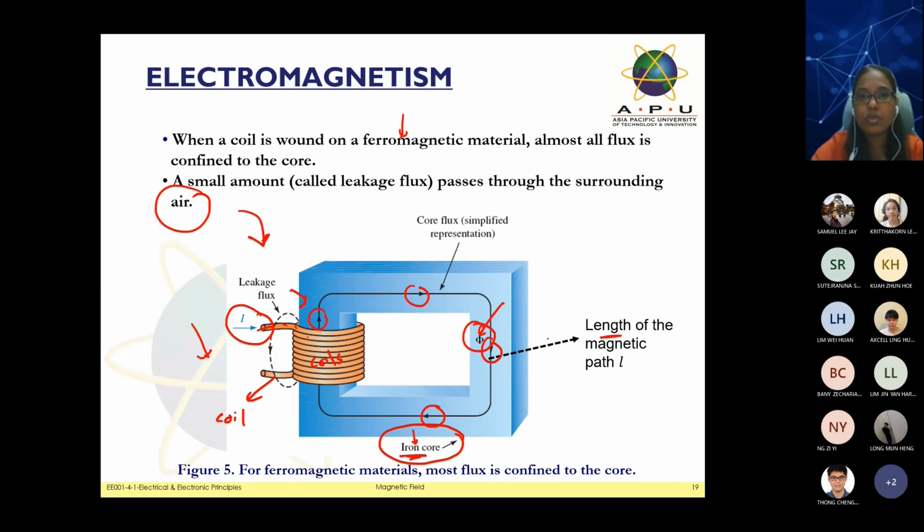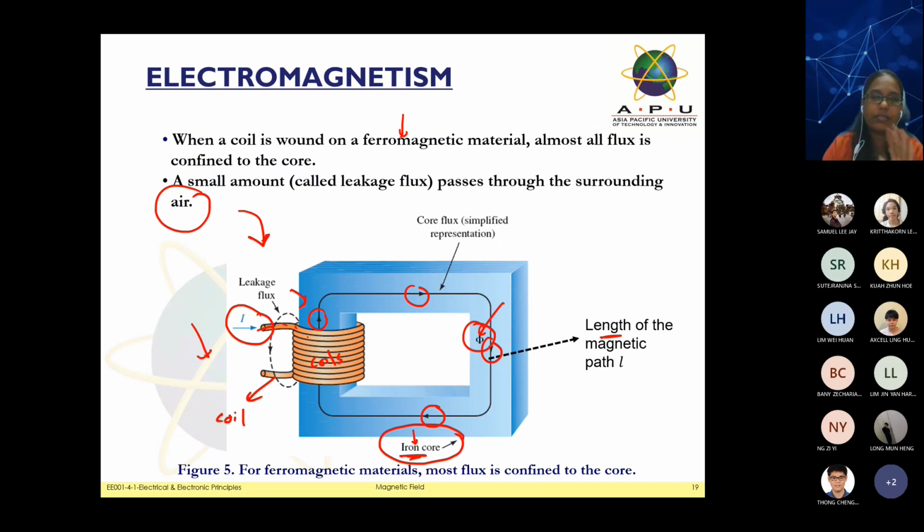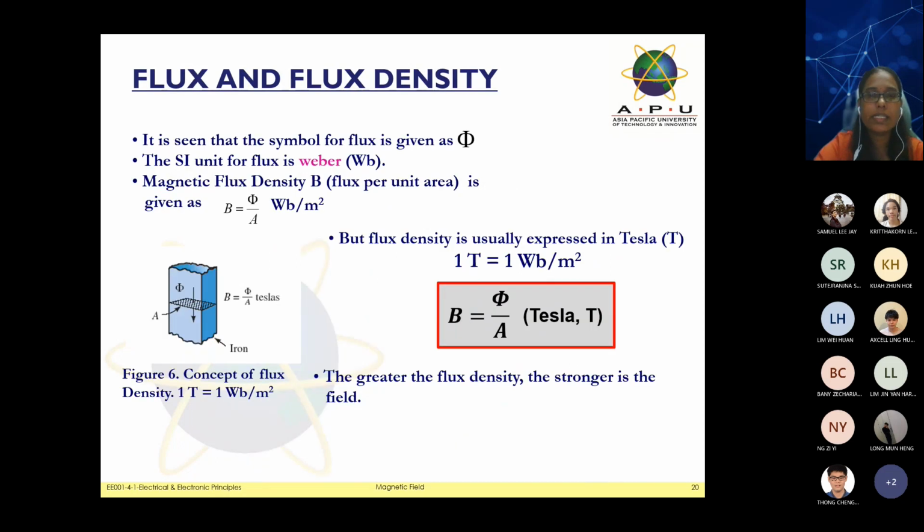All right, so maybe we go to the next slide here. Have a look at the next slide. This is where we have the length, we have the coils, the movements of your magnetic field. Have a look at this one. In this part, they let you know the flux density.